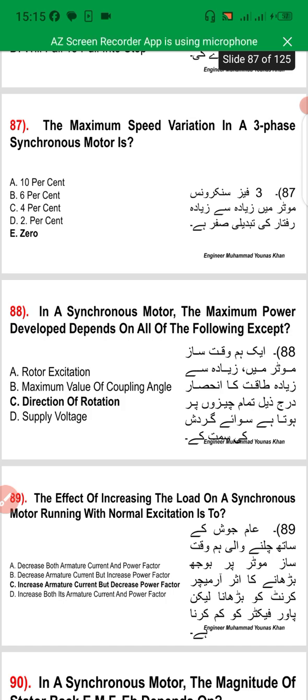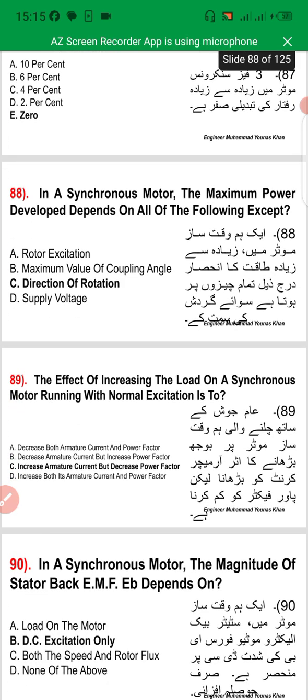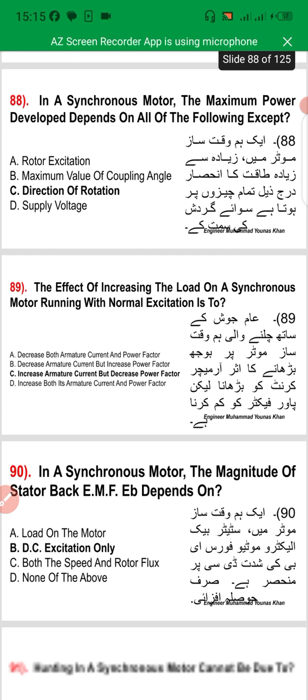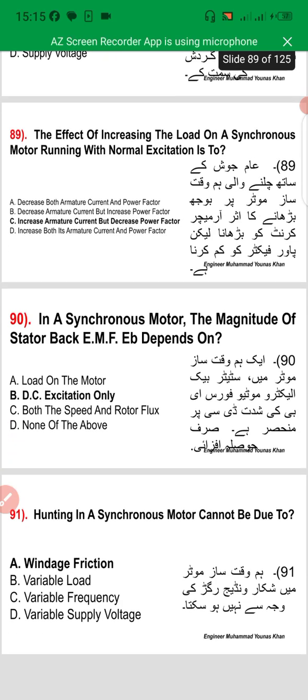The maximum speed variation in a three-phase synchronous motor is 0. In a synchronous motor, the maximum power developed depends on all of the following except direction of rotation.